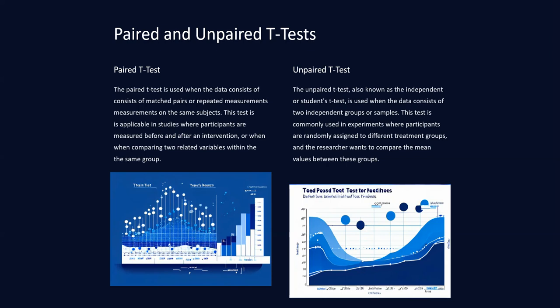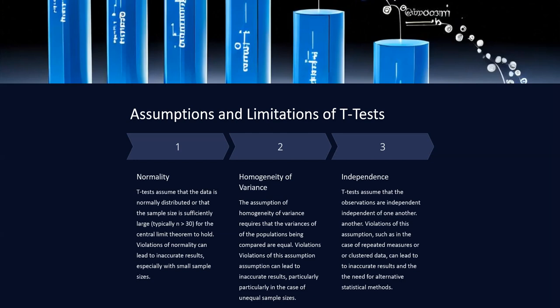And the unpaired t-test, that is the independent t-test, like the student t-test, the data consists of two groups or samples, and it is commonly used in experiments where participants are randomly assigned to different treatment groups. Suppose when we are collecting data through stratified random sampling or random sampling method, that time we need to go for the unpaired t-test. Got it? And then assumptions and limitations of the t-test.